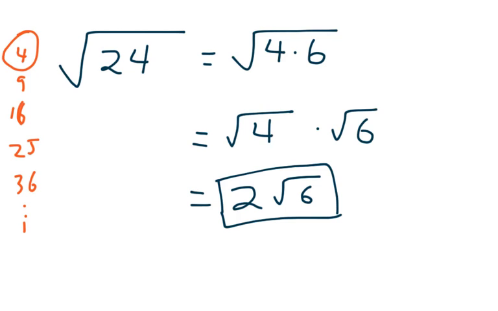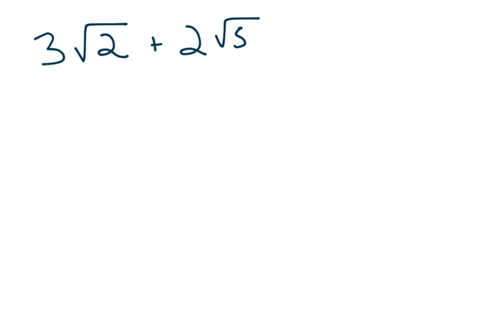Once we're able to do that, that lets us simplify radical expressions in a new way. For example, if we were given a problem like this: 3 root 2 plus 2 root 50 plus 9 root 6. Okay?